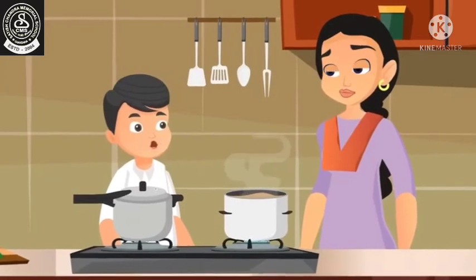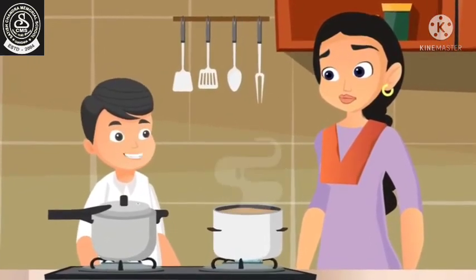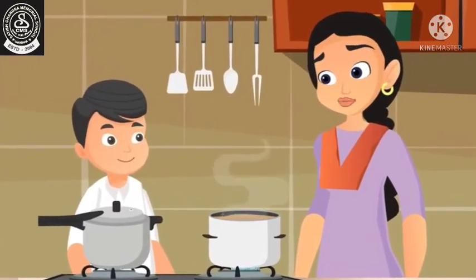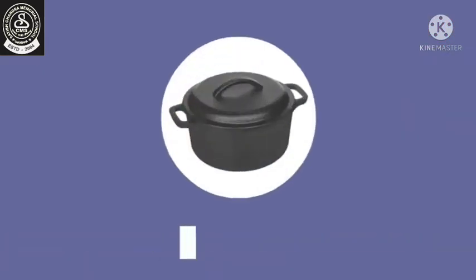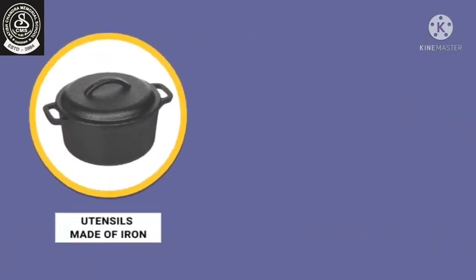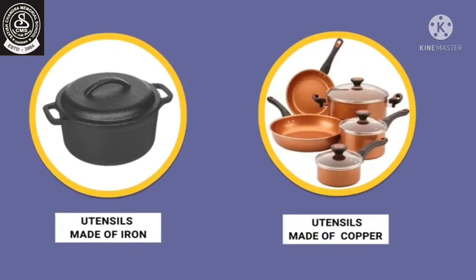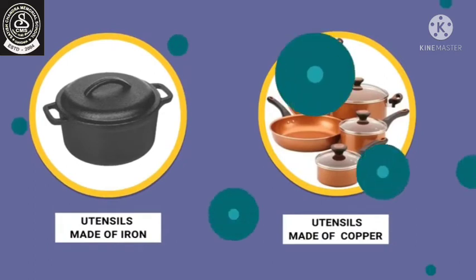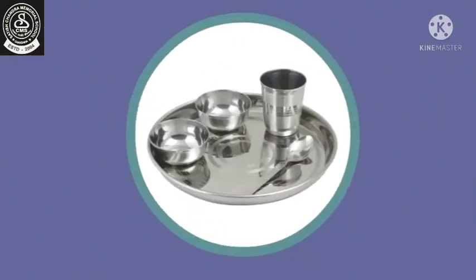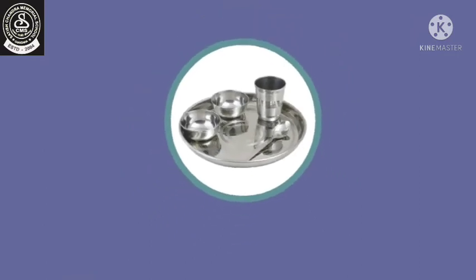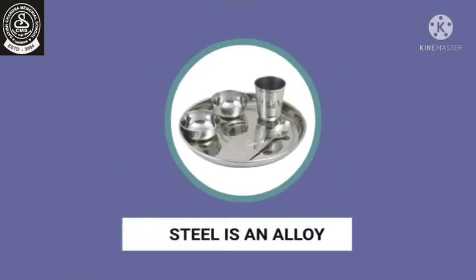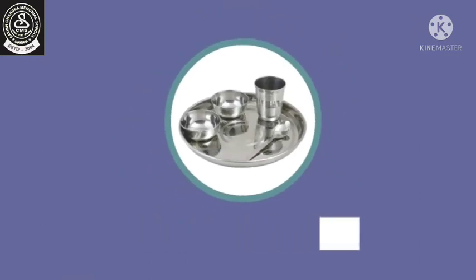Ma, are all these utensils made of metal? Yes, Raju. Utensils are made of iron, copper, and other metals as well. These days, we use more of steel, which is an alloy. An alloy is a mixture of different metals.